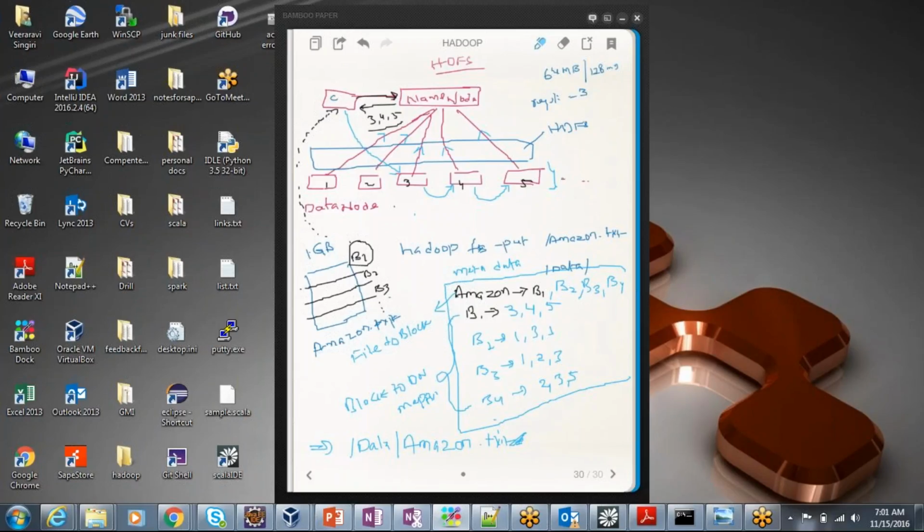So now, if you look here, is the whole Amazon data stored in a single machine or multiple machines?